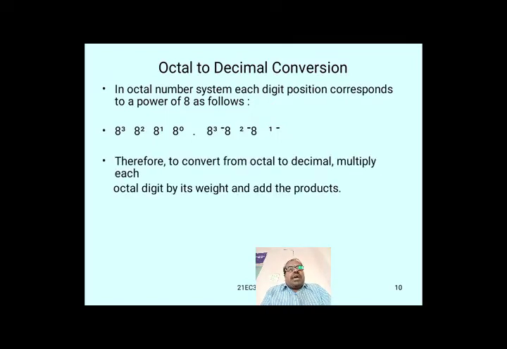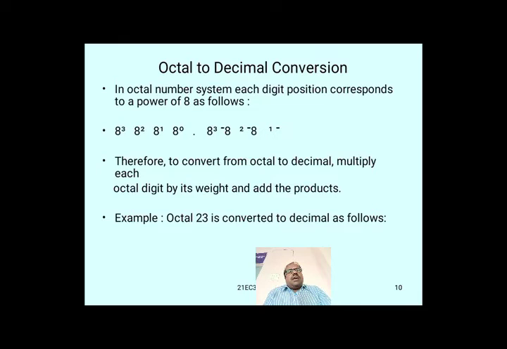Therefore, to convert from octal to decimal, multiply each octal digit by its weight and add the products. Here we want to convert octal to decimal: multiply each octal digit by its weight and add the products. Here I am converting octal number 23 to decimal as follows. Please make a note of it.